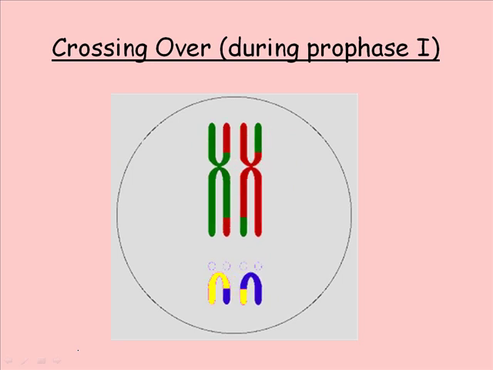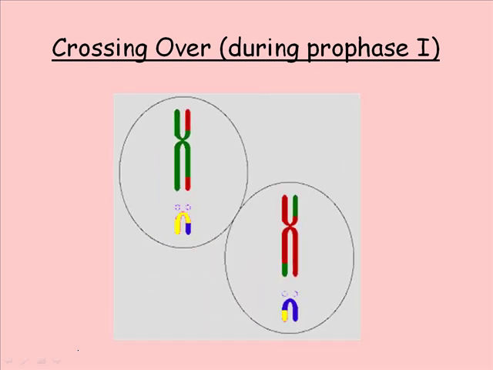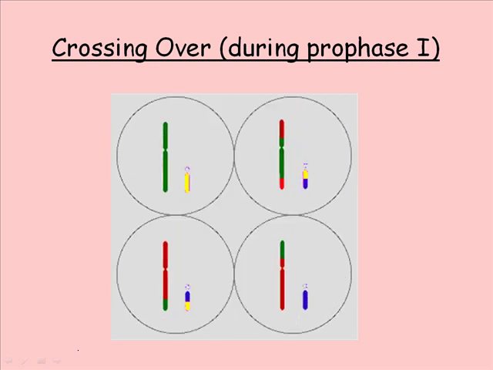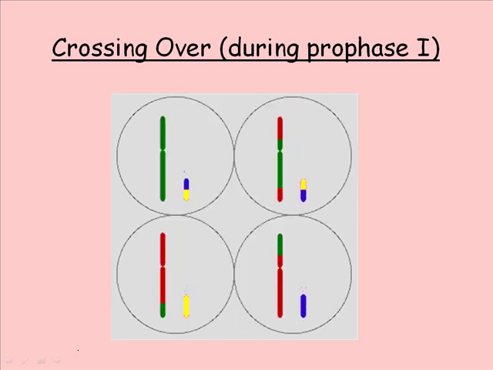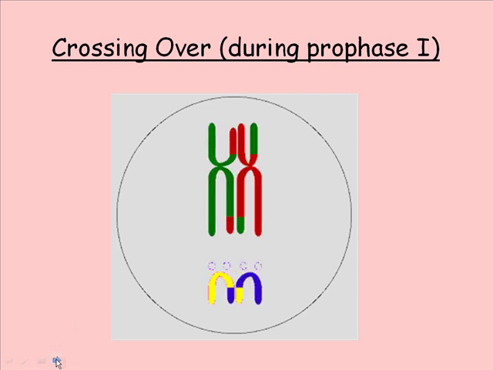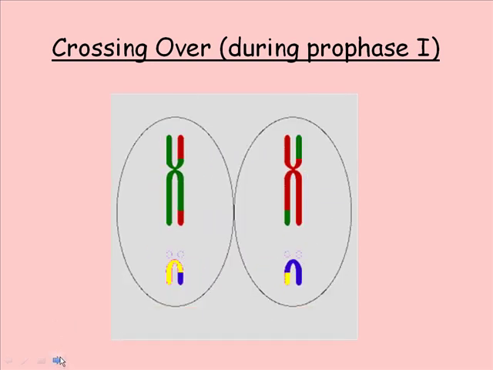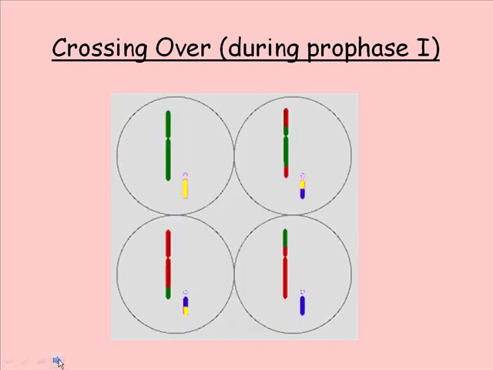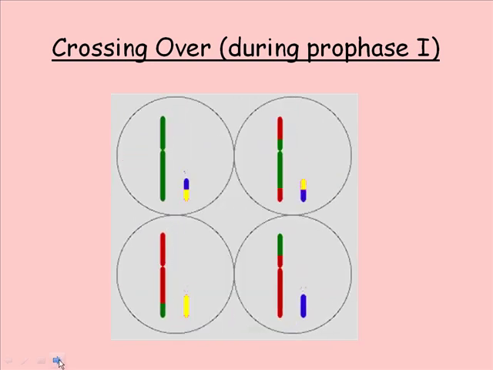Replicating, sister chromatids, crossing over. Chromatids trade, meiosis two, four unique cells. One more time, there we go. Crossing over. During prophase one.